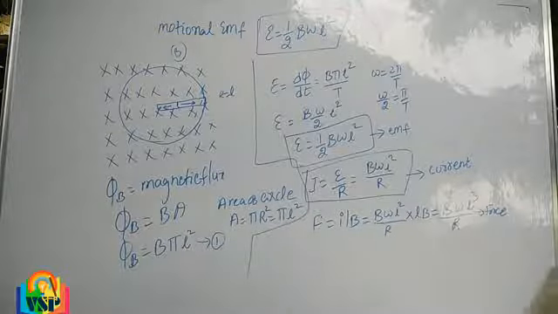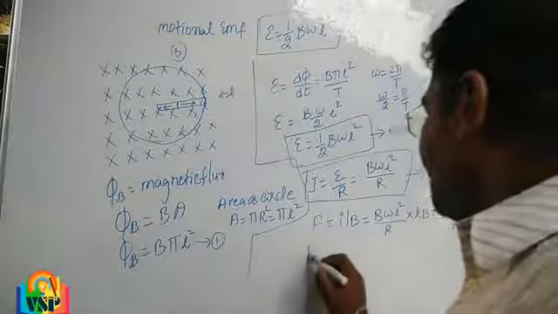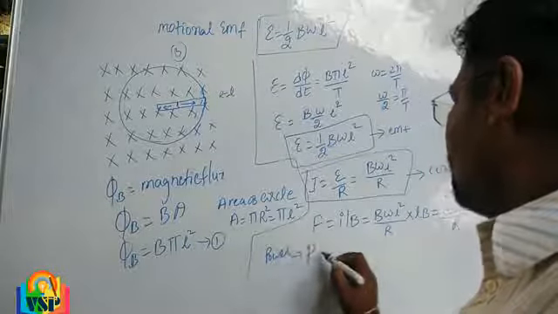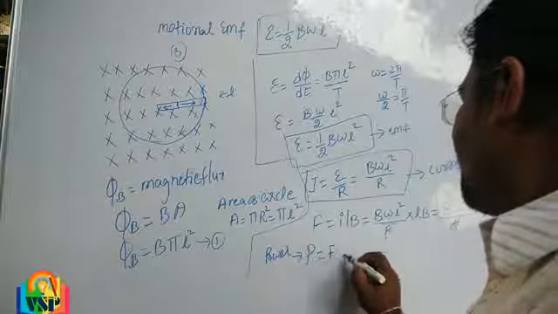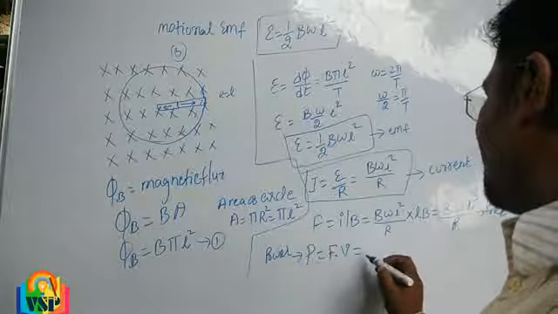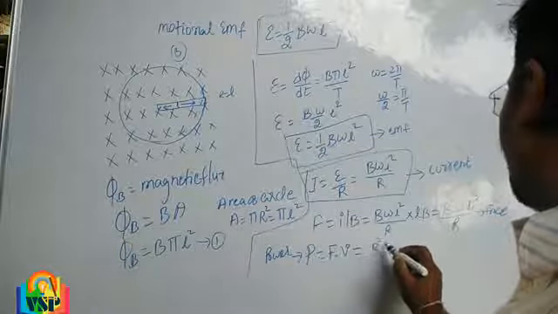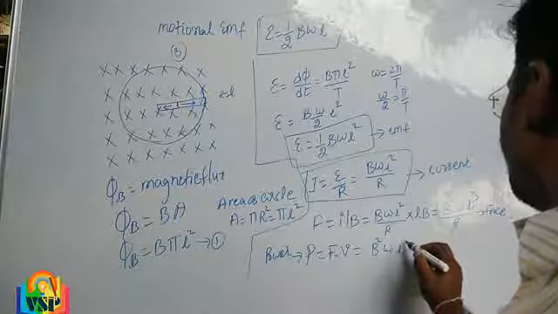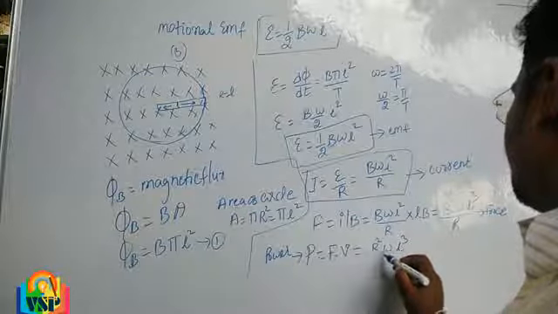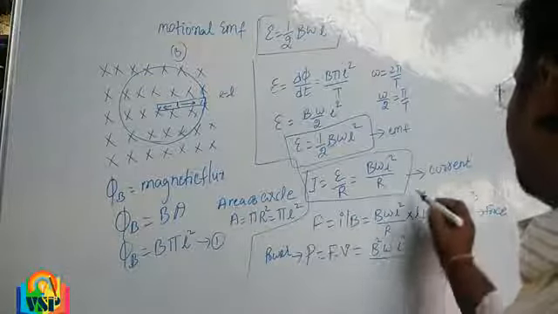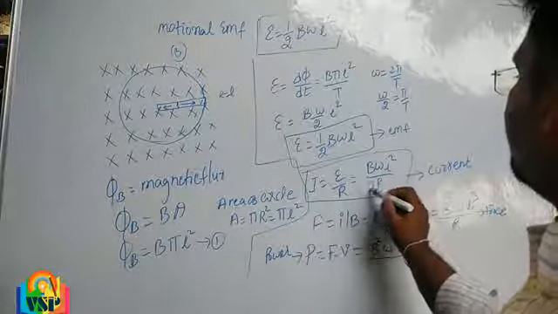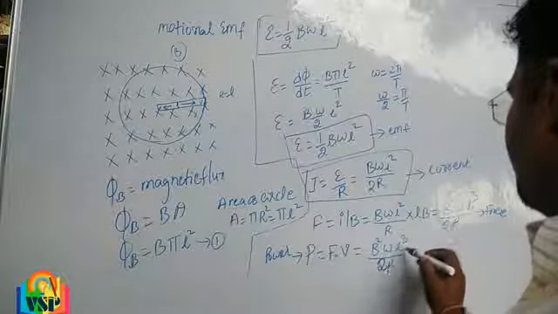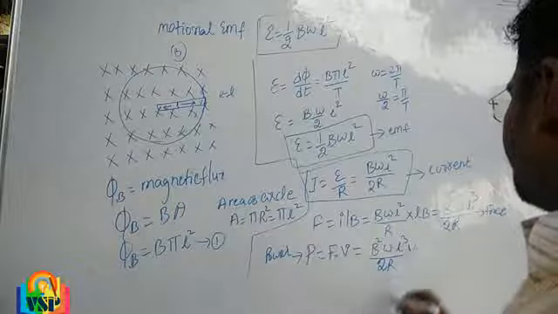Next, power P. Power P is equal to force into velocity. What is force? B square omega L cubed divided by 2 into R, remaining V.